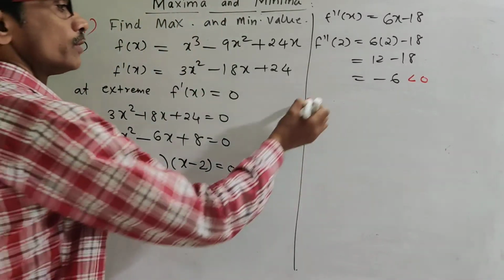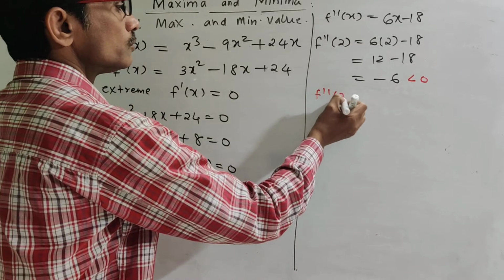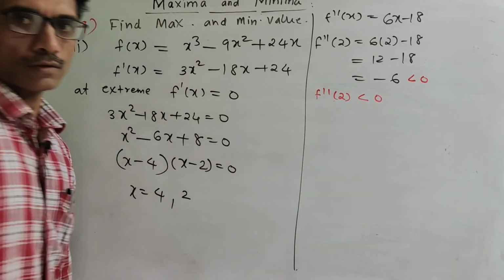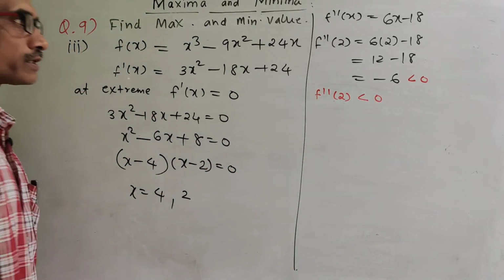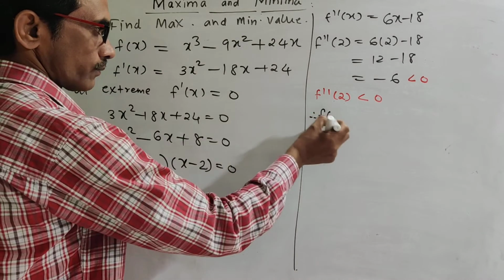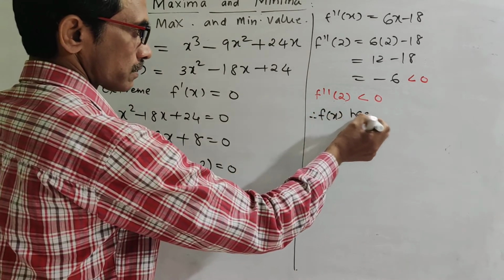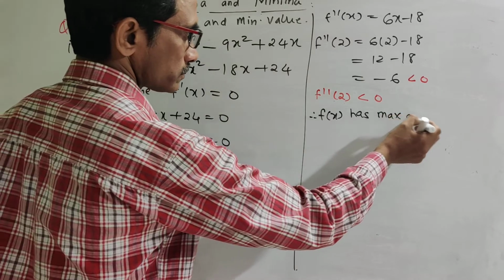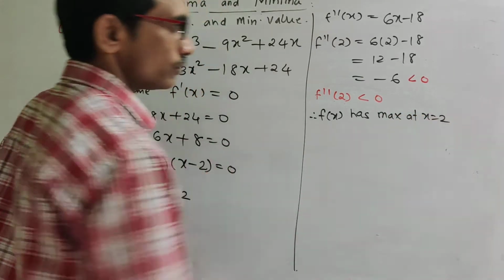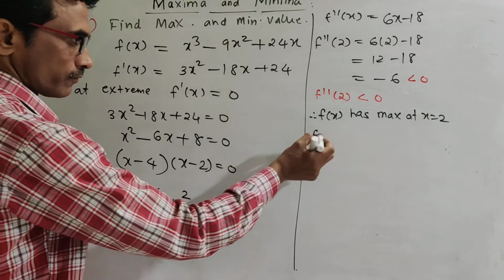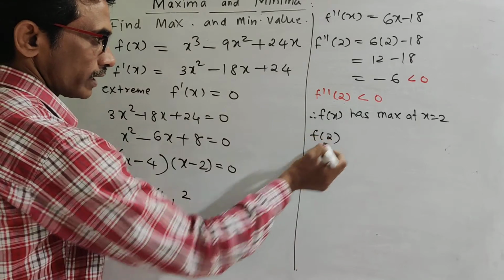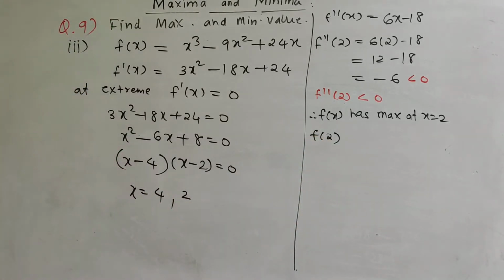That means f''(2), the second order derivative, is negative. इसका मतलब the function f(x) has maxima at x equals 2. We are interested in the maximum value. So the maximum value you are getting is f(2) at x equals 2.